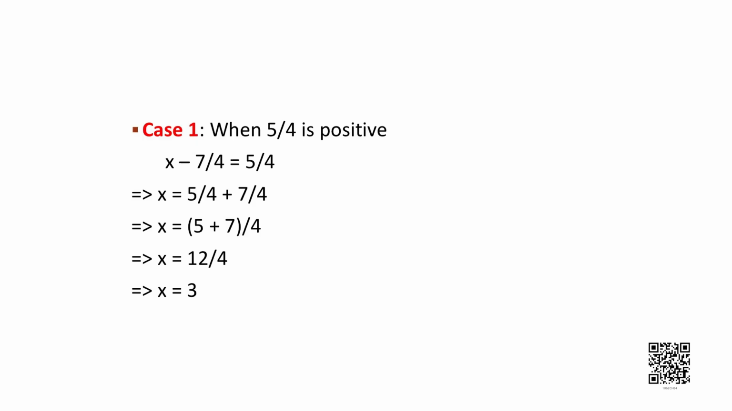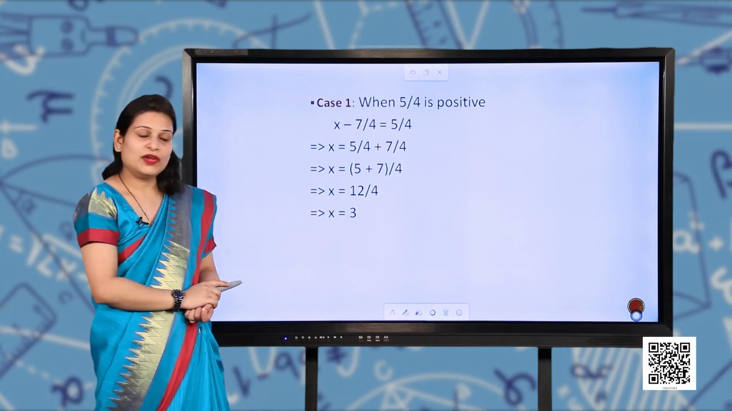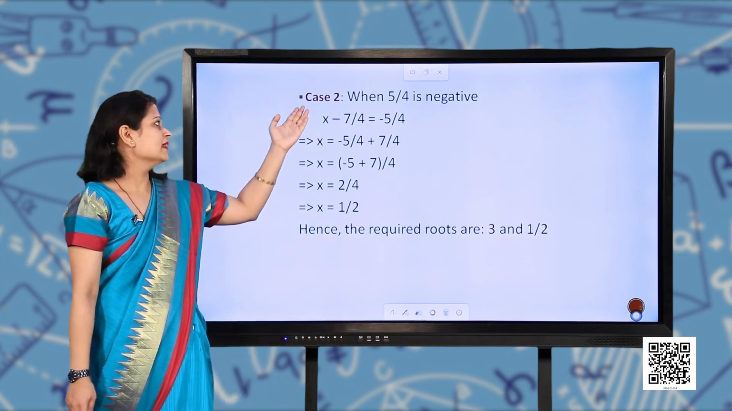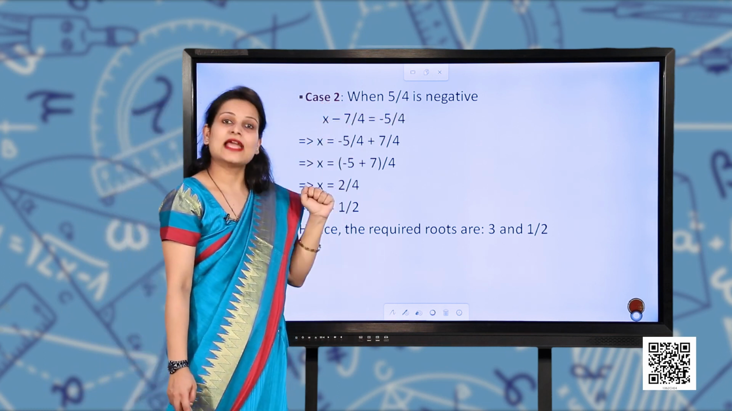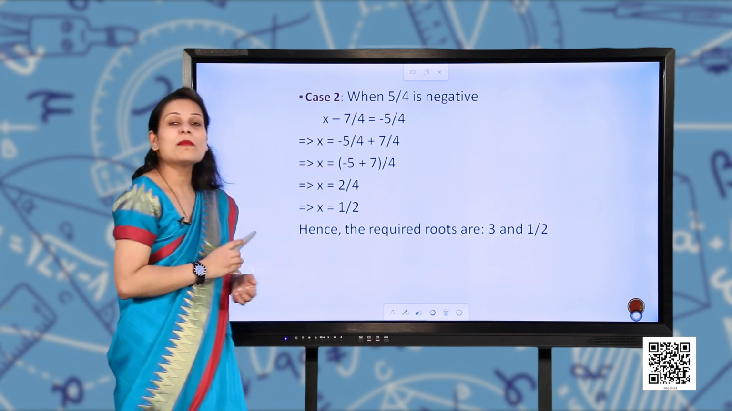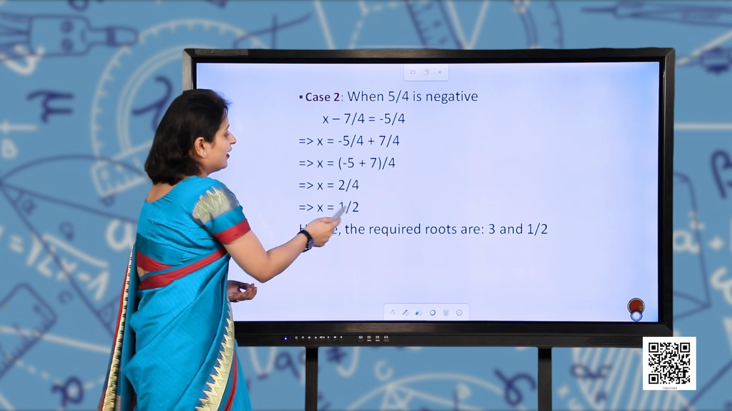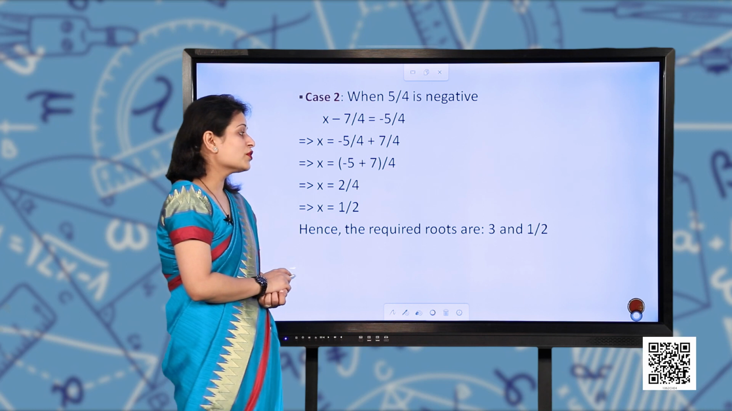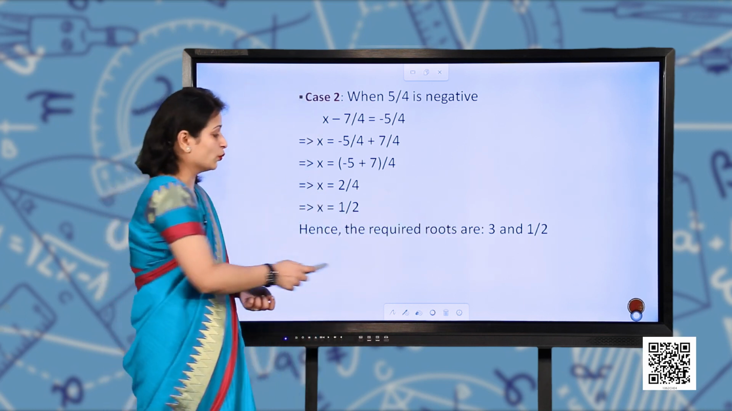We will solve this equation. After solving, we get x is equal to 3. In the next case, when we take this value as negative, we will get x minus 7 by 4 is equal to minus 5 by 4. We will solve this and we will get x as 1 by 2. Hence the required roots are 3 and 1 by 2.